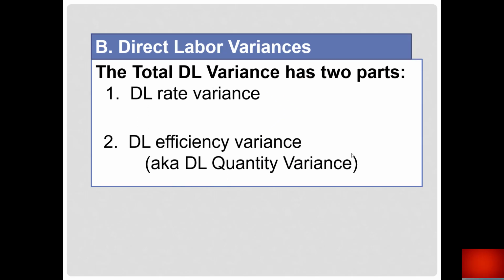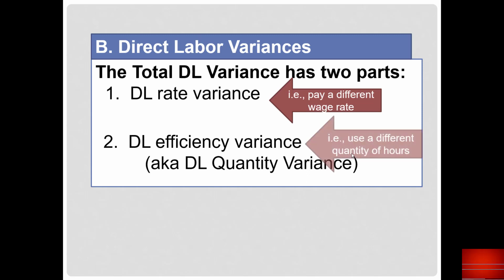Direct labor looks very similar. You'll have a direct labor rate variance that will isolate the difference in the wage rate. If you thought you would pay $10 an hour and you paid $10.20 an hour, then you would have a rate variance. The labor efficiency variance is going to look at the difference in quantity. Did you use the right number of labor hours in producing each unit?